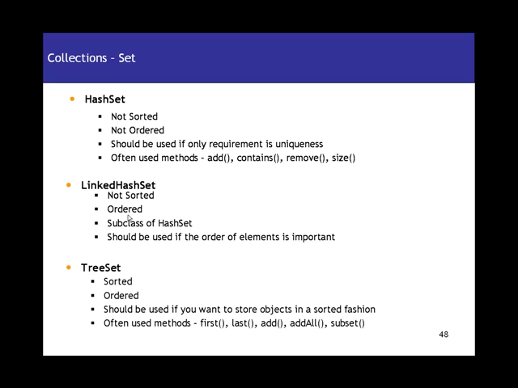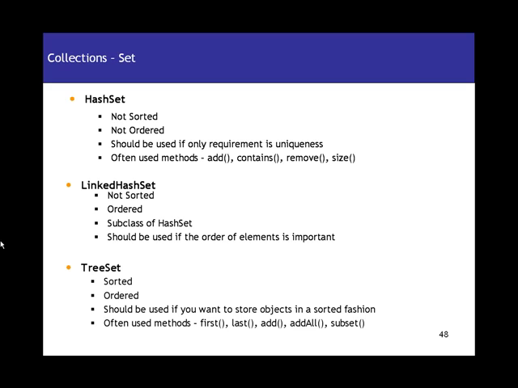So that's the order we have in linked hash set. This is actually a subclass of hash set, right? And this should be used when the order of elements is important to you. So if you say I've added element A first and then I've added element B, and while retrieving the set of elements I still want the same order to persist, then you should use linked hash set, right?